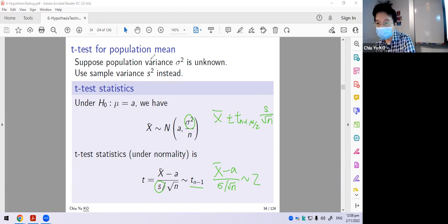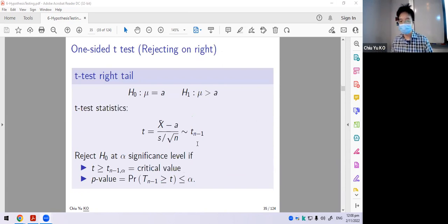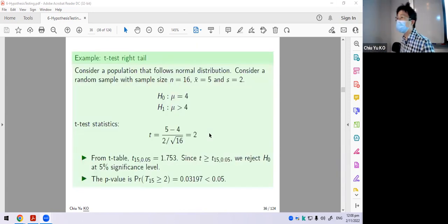So let's check out how we do the left tail. The right tail first. You can see it's almost the same thing, actually the same thing, so I'm not going to go over the slide. Let's go to the example, then you will see how we work on it. Here we have a normality assumption, which is very important.